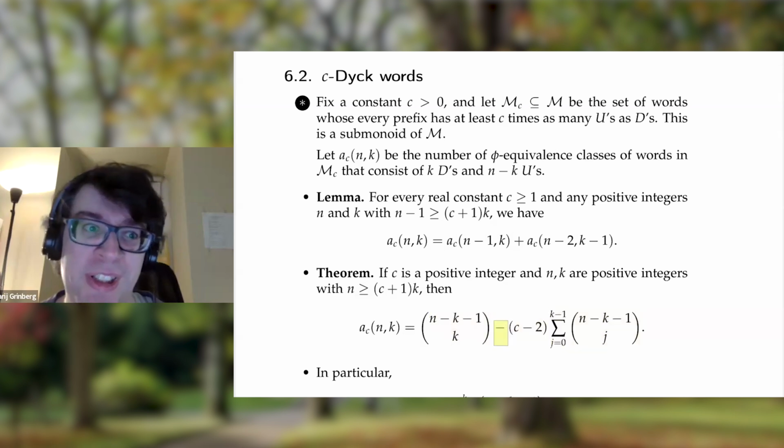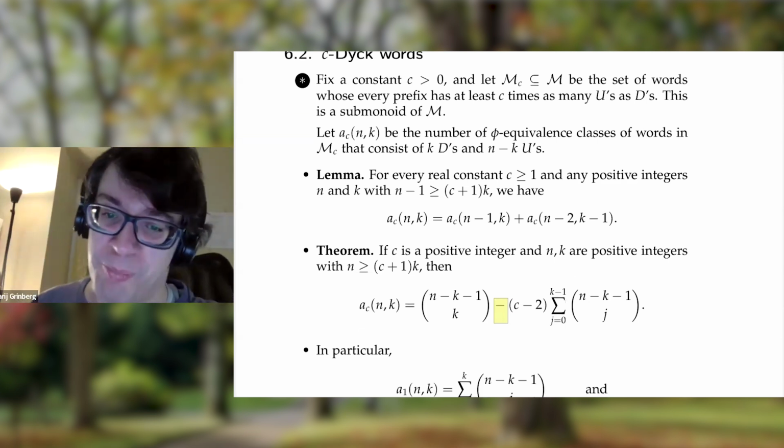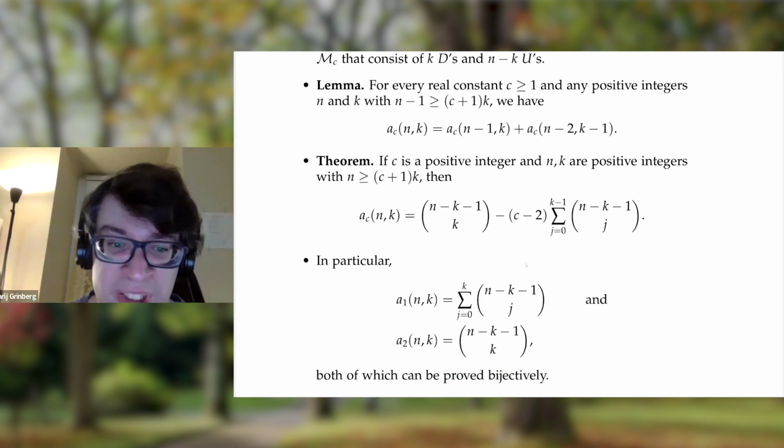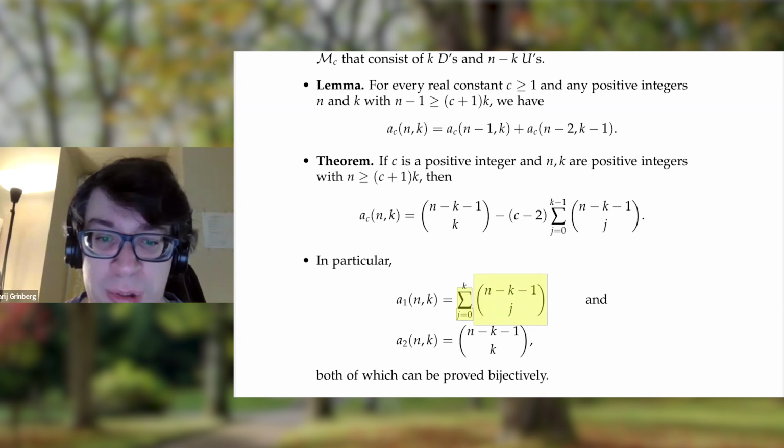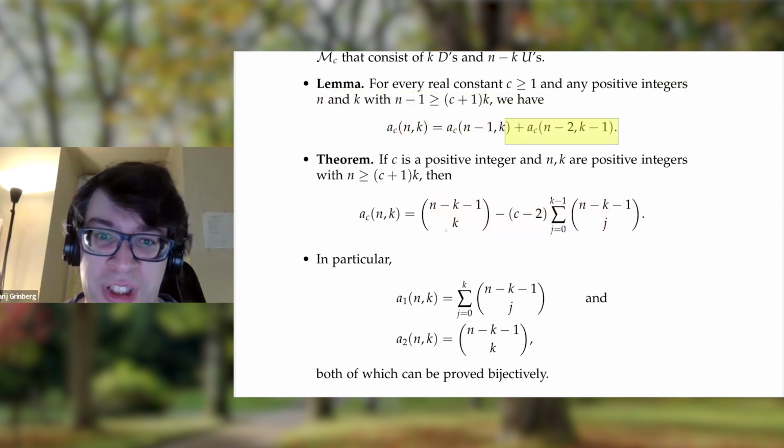Specifically, when the slope is a positive integer, there is an explicit formula, which weirdly enough is combinatorial, but it has a minus here, which means you cannot really prove it bijectively. So it's a strange formula. But when c is 1 or 2, it becomes particularly nice, and those cases can even be proved bijectively. The general case requires the recursion. So the general case is an induction argument.